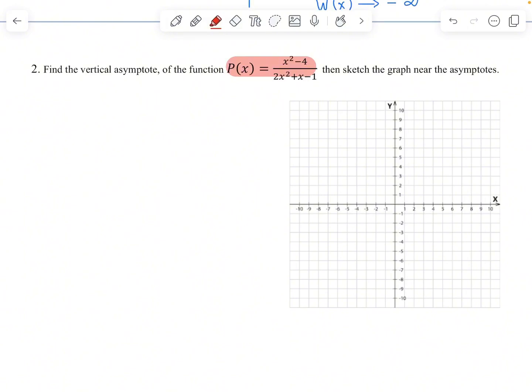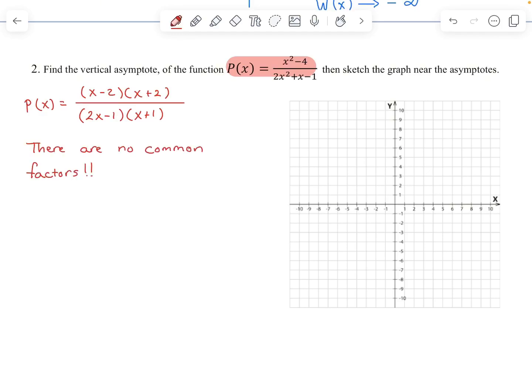I'm going to start by completely factoring the numerator and completely factoring the denominator. So the numerator factors as x minus 2 times x plus 2. The denominator factors as 2x minus 1 times x plus 1. What you'll notice is that there are no common factors in the numerator and the denominator.